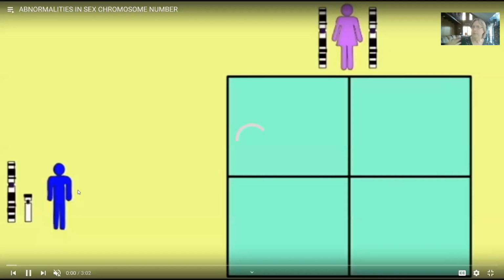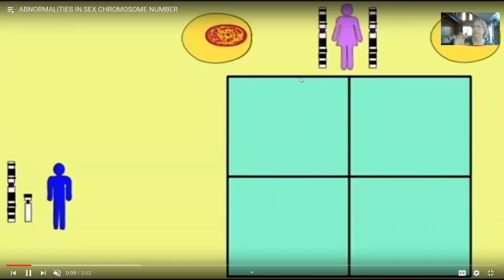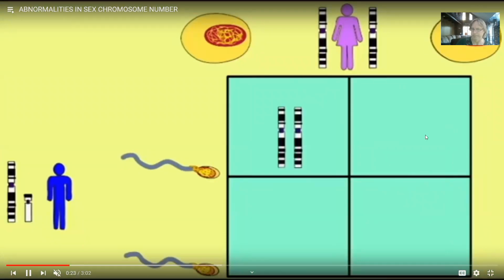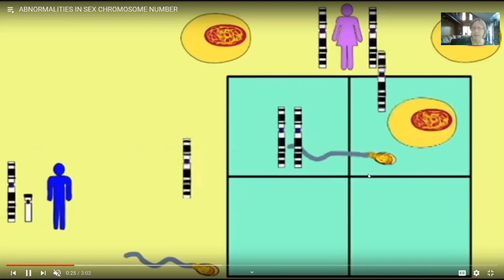Obviously, the normal chromosomal differentiation in humans produces ova, which have an X chromosome, and sperm, half of which have an X and half of which have a Y. If an X-bearing sperm fuses with an ovum, we get an XX individual, which is chromosomally female.